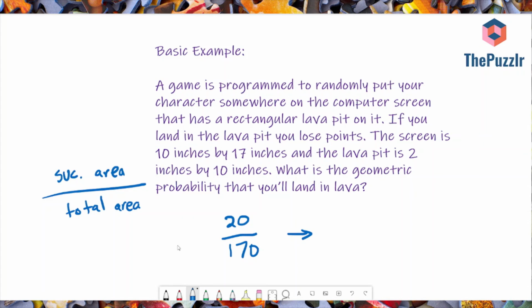Lava pit is 2 inches by 10 inches, 20, and then over 170, that gives us 2 over 17 as our answer. Before we look at some more geometric probability problems, you should know that these don't appear too often on the test, and there's usually a maximum of one problem that can be solved using geometric probability. It is very easy though. It makes problems very easy if you can use this.